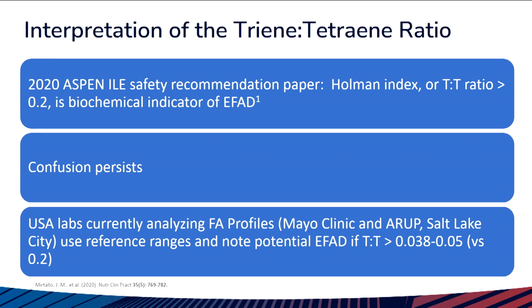They use reference ranges, which again, as discussed, are reflective of the norms, not diagnosis of EFAD, and their reference ranges differ. They're not the same, which causes a lot of confusion if you get a fatty acid panel on a patient and maybe that time it went to Mayo, but then the next time it goes to ARUP, and then you're looking at different reference ranges. It can be very confusing.